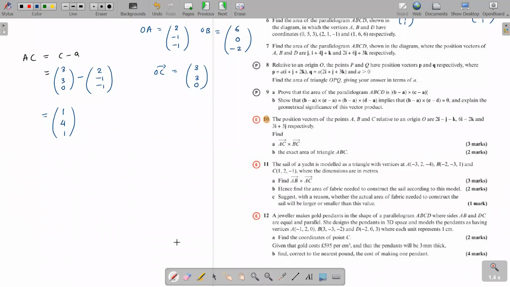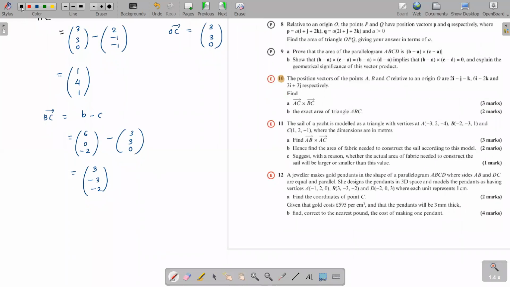Okay, so after the AC vector, let's get BC. BC vector will be B minus C, right? So B is 6, 0, minus 2, minus C vector, which is 3, 3, 0. Is that okay? So 6 minus 3 is 3, 0 minus 3 is minus 3, minus 2 minus 0 is minus 2. Is that clear? Okay, so I have the BC vector. Now let's get AC cross BC. AC is 1, 4, 1. Cross BC is 3, minus 3, minus 2.